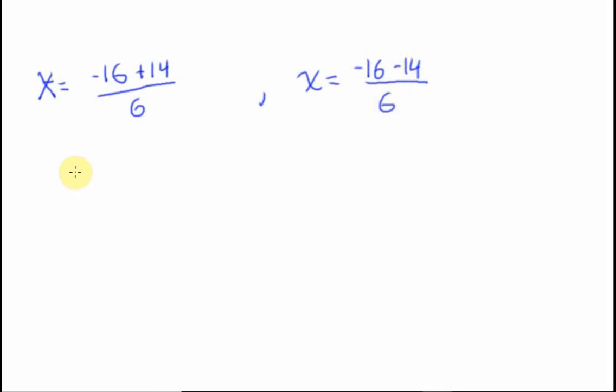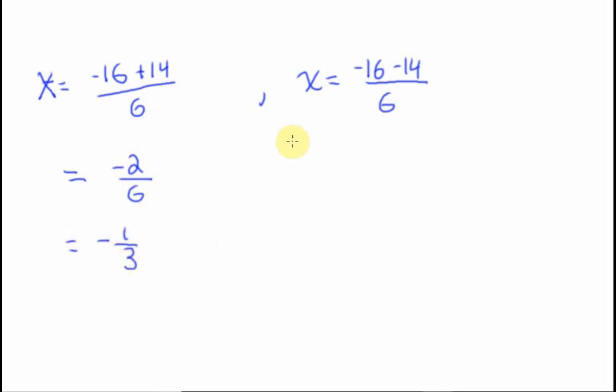Let's see. So x equals negative 16 plus 14 divided by 6, and x also equals negative 16 minus 14 divided by 6. So let's say negative 16 plus 14 is negative 2 over 6. And that will just be negative 1/3.